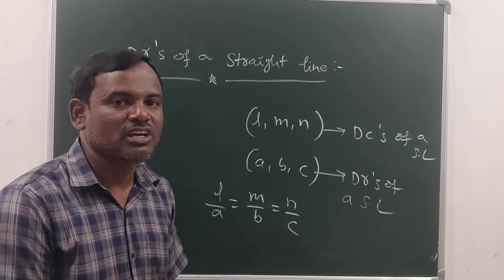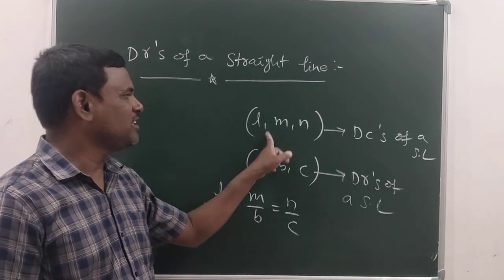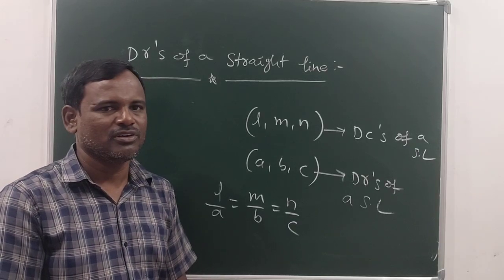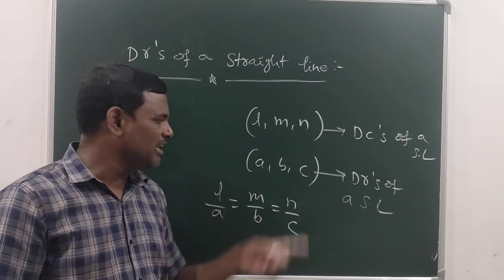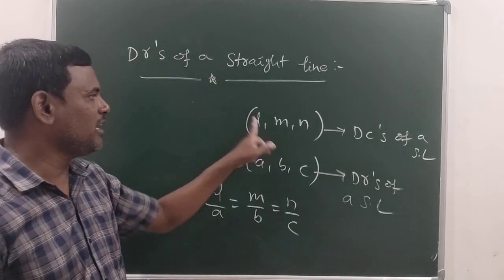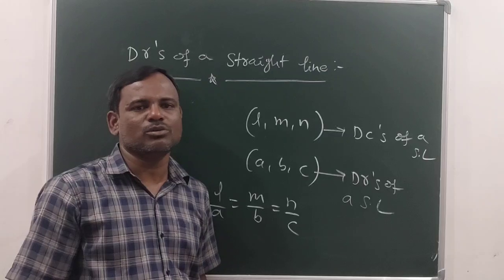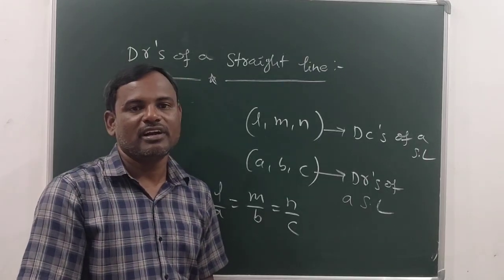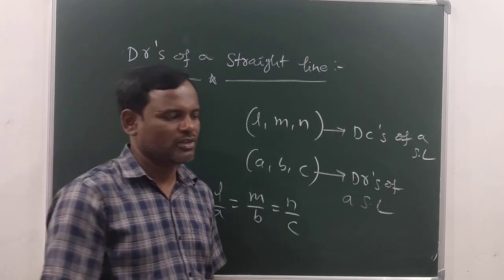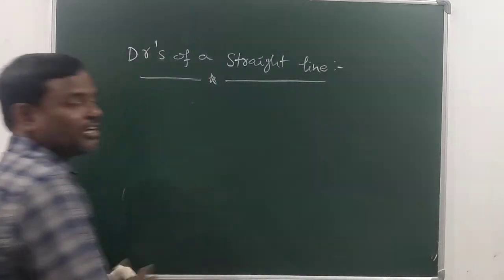The direction ratios of a straight line are not unique, because for these DCs you will get many more proportional values. Okay, students. Hence, direction ratios of a straight line are not unique, but direction cosines are. Two triads of direction cosines are possible, whereas for the direction ratios you get many more, not unique. I hope you have understood.